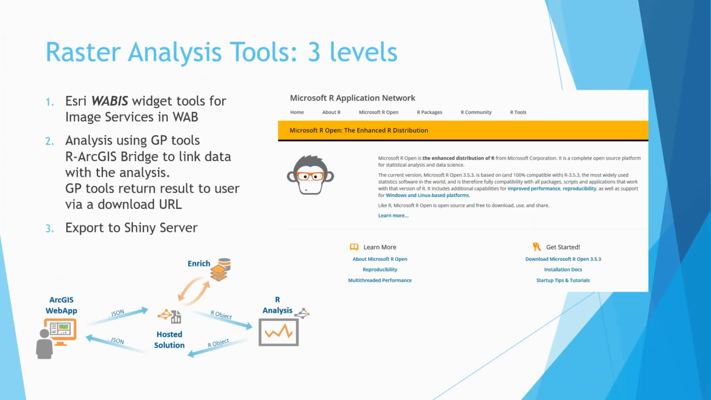As mentioned, we needed to provide analysis capabilities in the app, and we've essentially tried three different things to provide those. Firstly, the Esri WebAS widget tools, which are available on GitHub, can be integrated into Web App Builder to provide access to some easy-to-use simple analysis from image services. Secondly, analysis can be done using GP tools, using the R-ArcGIS bridge to link data for the analysis. But we found that that is quite limited as it creates static output files. So if I were to use an R library to provide a chart with the image data, that would just be printed into a static file and a user can download that.